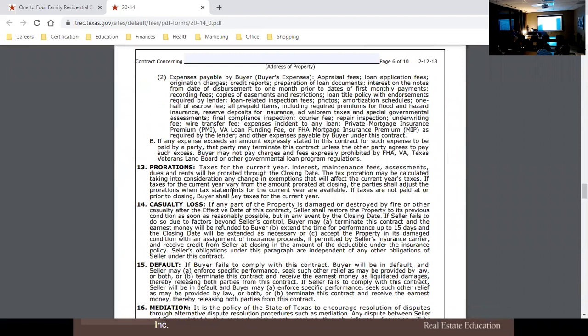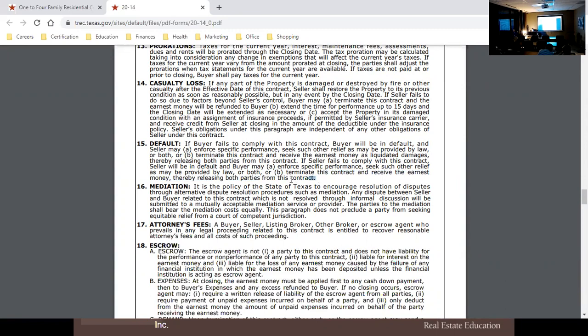Here we go. Right here. Paragraph 15. This part right here. If the buyer fails to comply with this contract, buyer will be in default. And seller may, here's the biggest thing, you notice they have choices. They may enforce what's called specific performance, seek such other relief as may be provided by law, or both, or terminate the contract and receive the earnest money as liquidated damages, thereby releasing both parties from this contract.